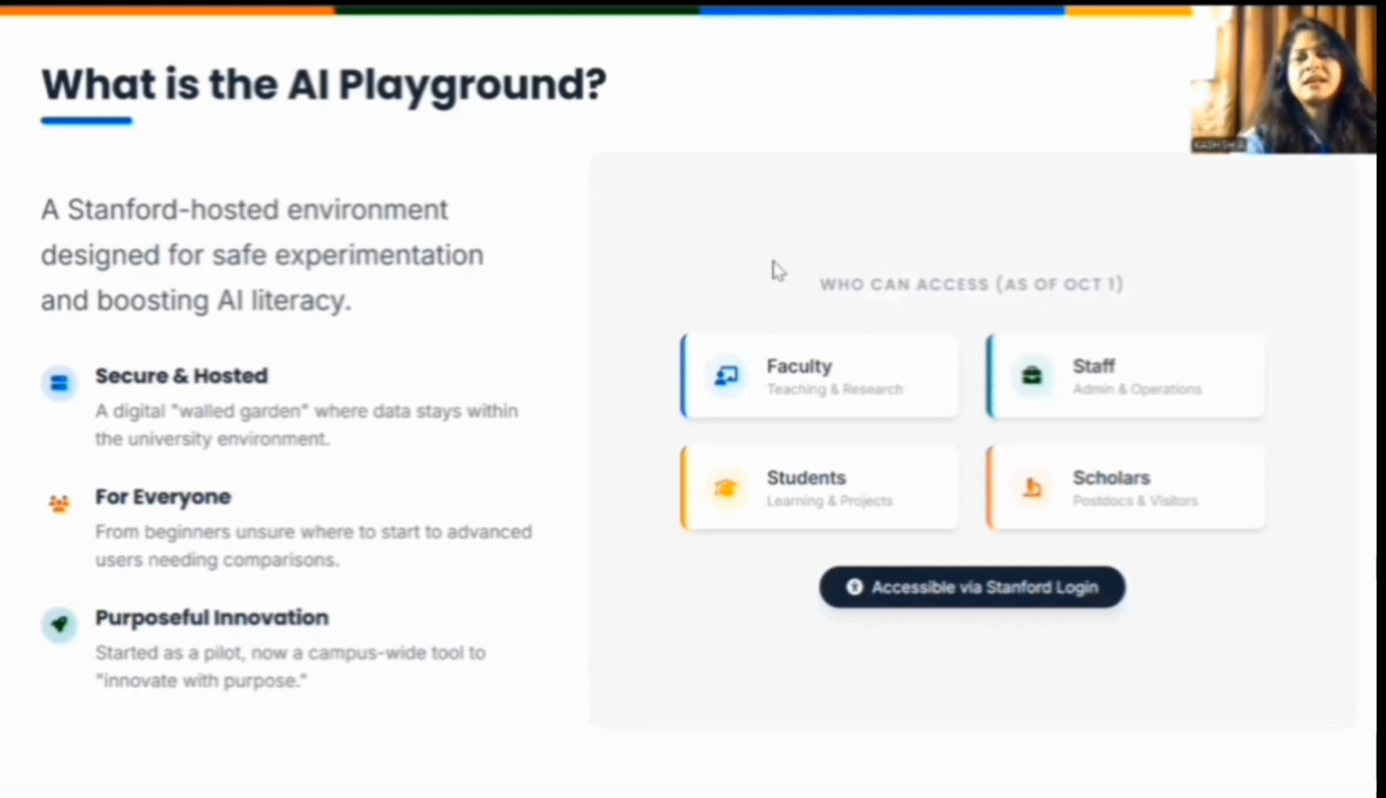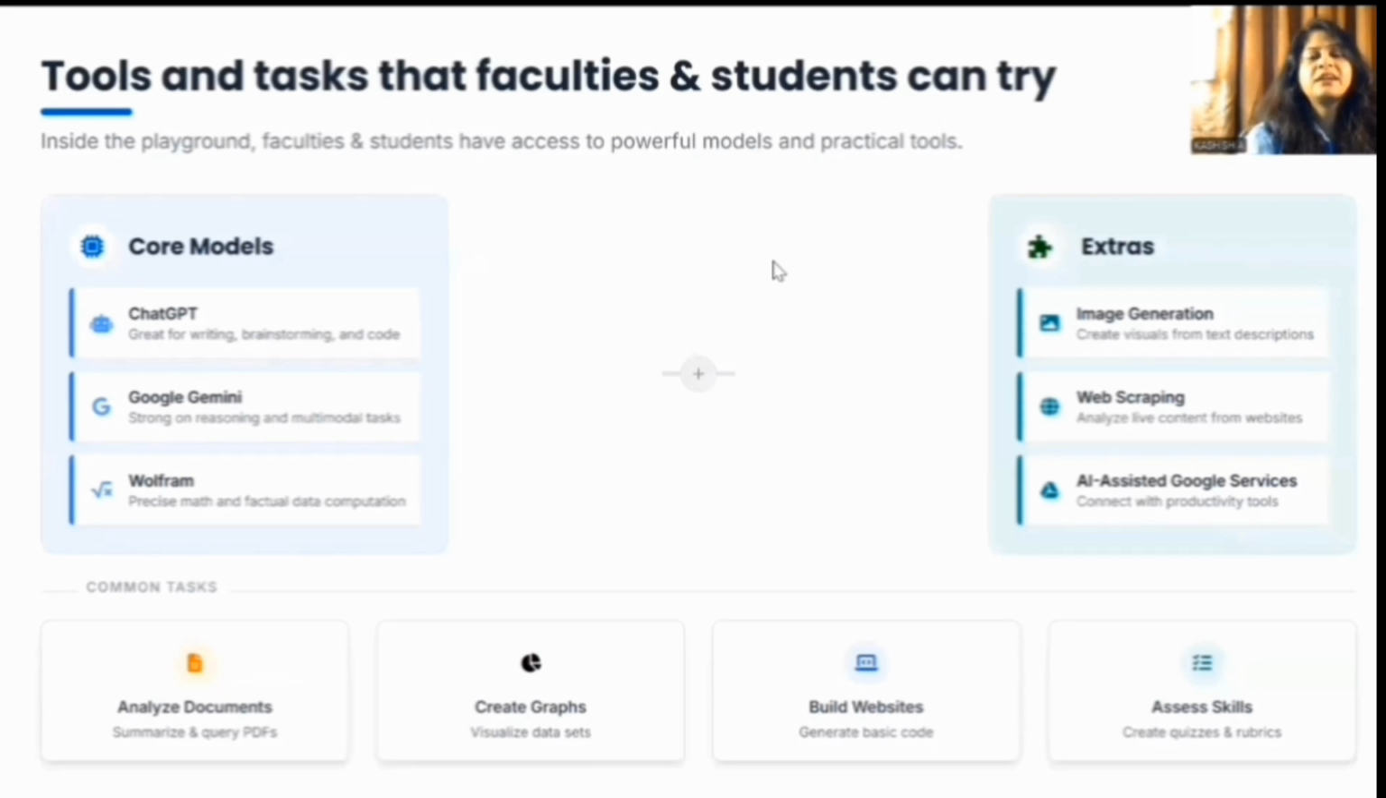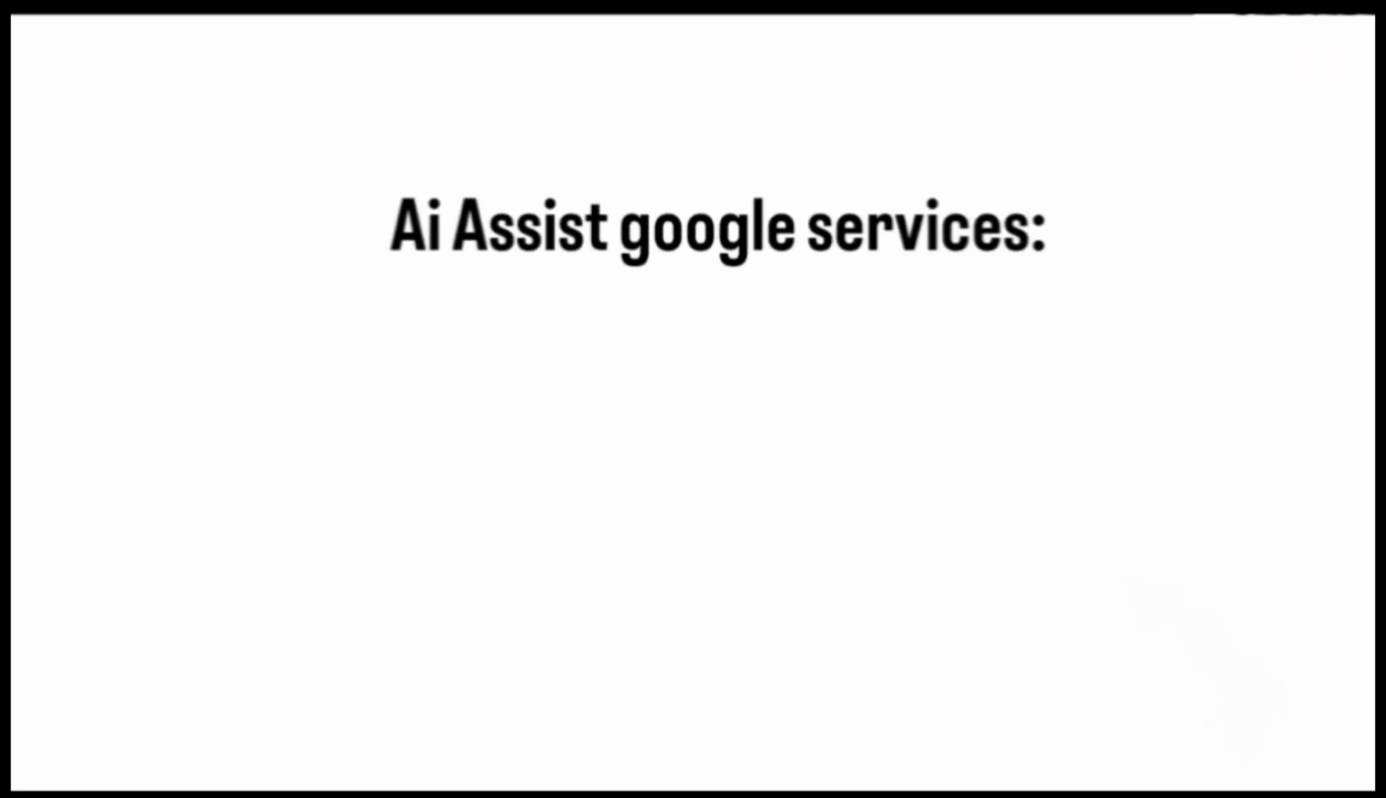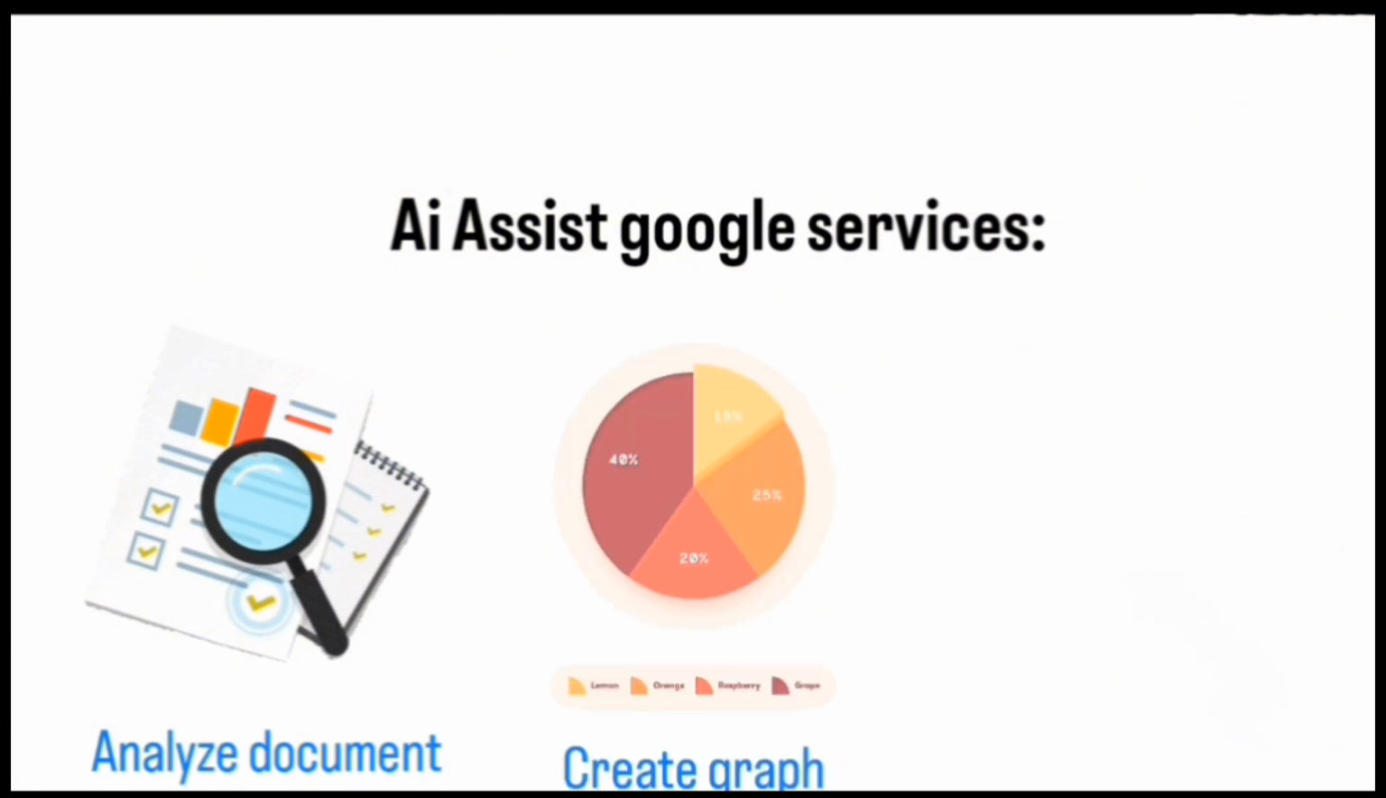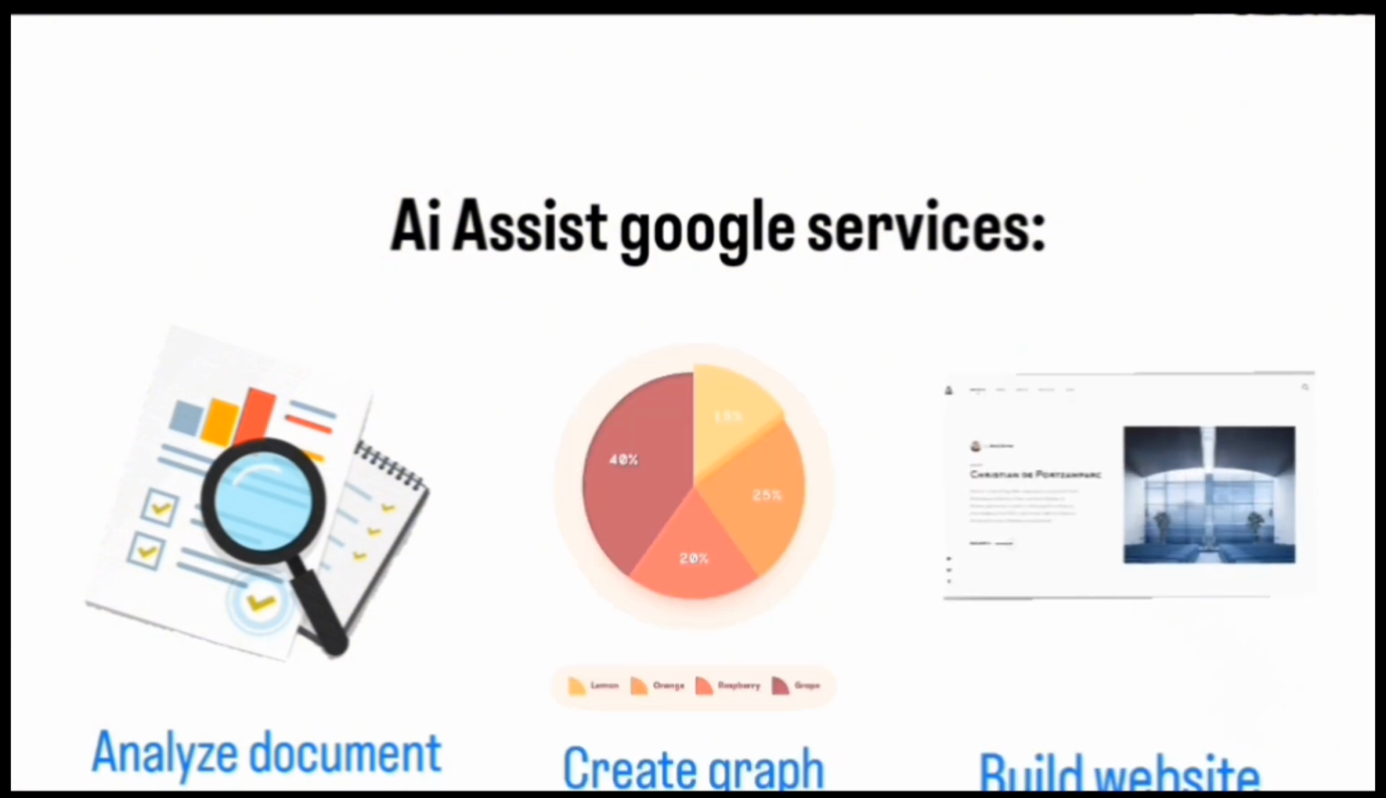Who can access? As of October 1, faculty, staff, students, and scholars could use this AI playground. Tools and tasks that faculty and students can try. What can we try here? Core models like ChatGPT, Google Gemini, or Wolfram. What extras do we have? You can generate images, web scraping will be there, and AI-assisted Google services will also be there. Analyze documents, create graphs, build websites, assess skills.